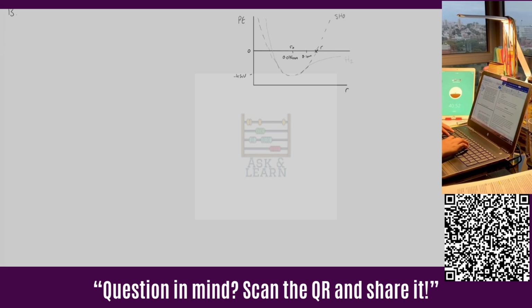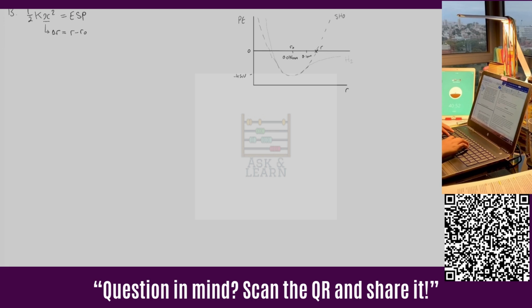Spring constant is given by the equation 1/2 kx squared, and this is equal to the electrostatic potential. Now we can rewrite this value x as the change in the radius, delta r, and that's the same as saying r minus r naught.